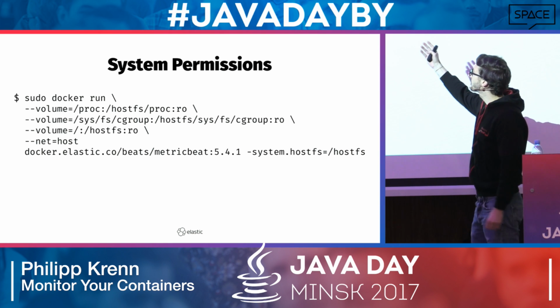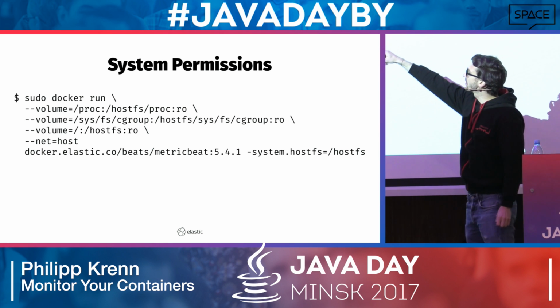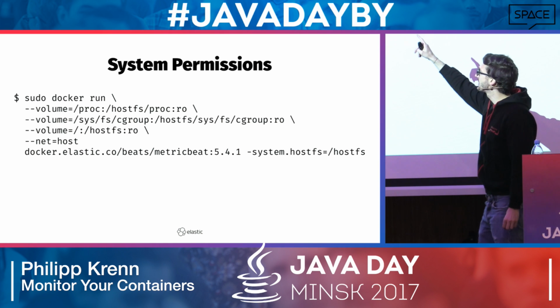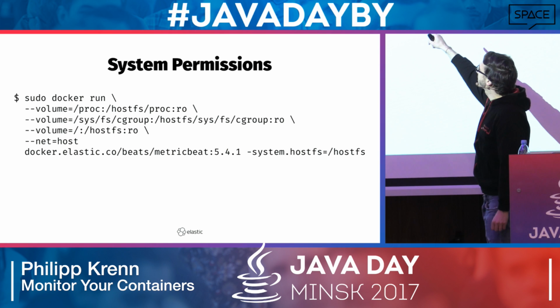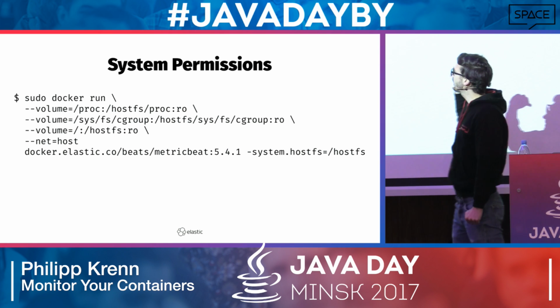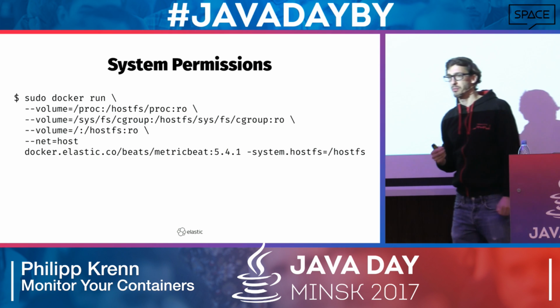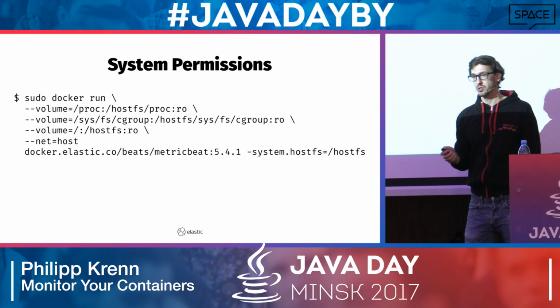So to do that, you just mount some folders, like these are the locations like proc, sysfs, cgroup, and the base system. You mount that into the Docker container as read-only, and then you can collect all the information you need to monitor the host system from a Docker container.